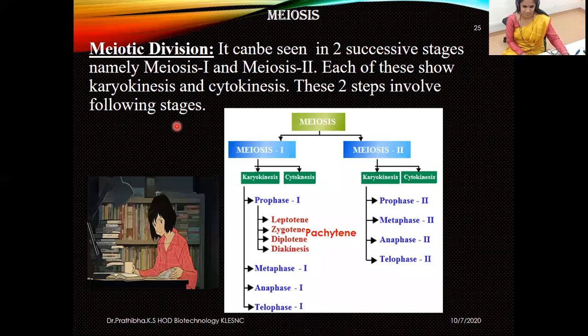Meiosis can be differentiated into meiosis first and meiosis second. In these two stages you are going to study meiosis. In both cases, you can see the formation of karyokinesis and cytokinesis. In meiosis first, you can see prophase first, metaphase first, anaphase first, and telophase first. In meiosis second also, you could see prophase second, metaphase second, anaphase second, and telophase second. In prophase first, you are going to observe the further substages: leptotene, zygotene, pachytene, diplotene, and diakinesis.